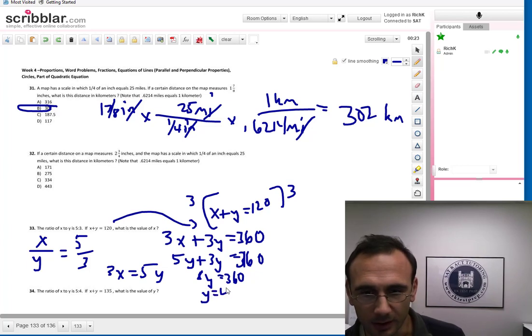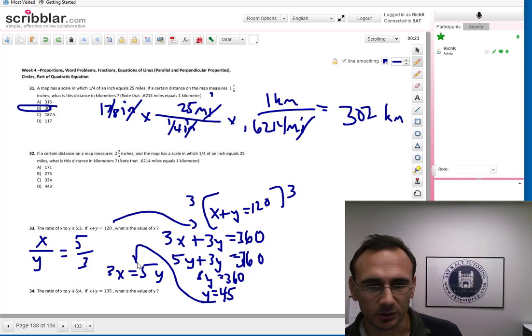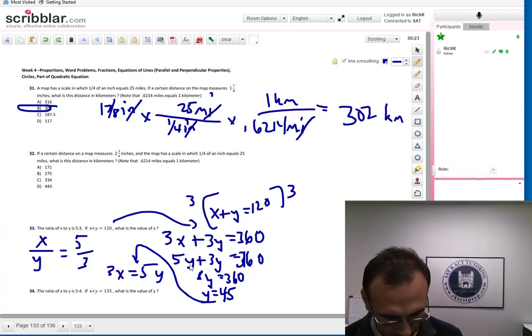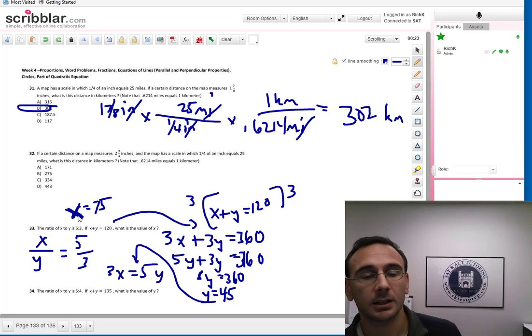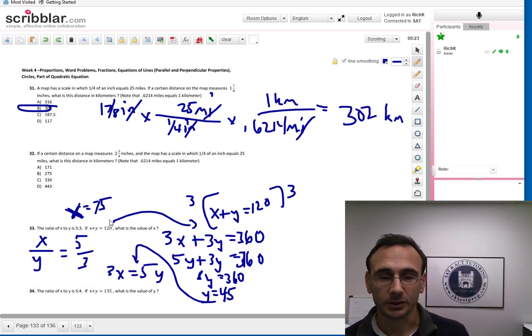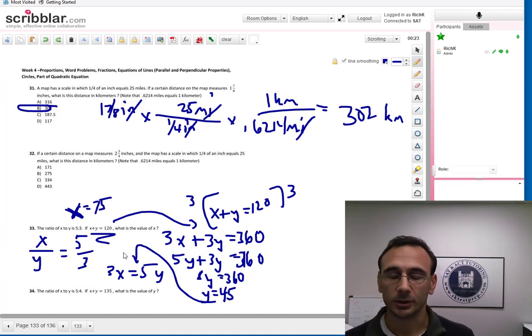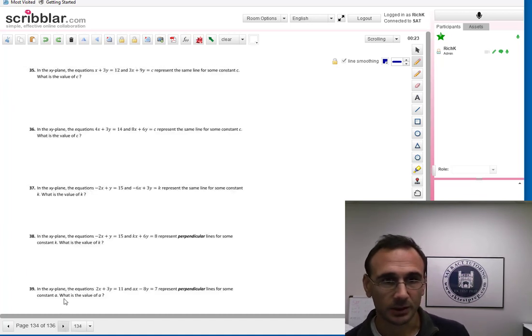And of course they want the value of x. So we have one more step. We put that back in this equation for y. 5 times 45 over 3 gives us that x is 75. And don't be obtuse like I just was and plug it in the better equation. Plug it in the other one. x plus y equals 120. That's a better place to plug in. Always do it the easy way.